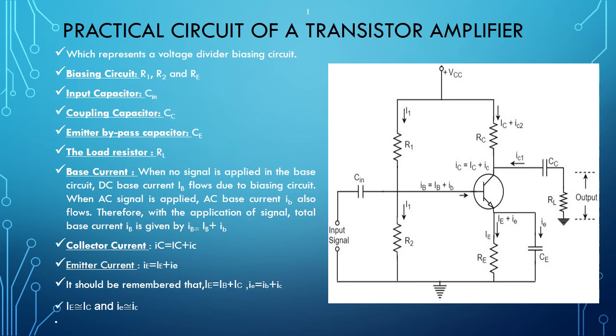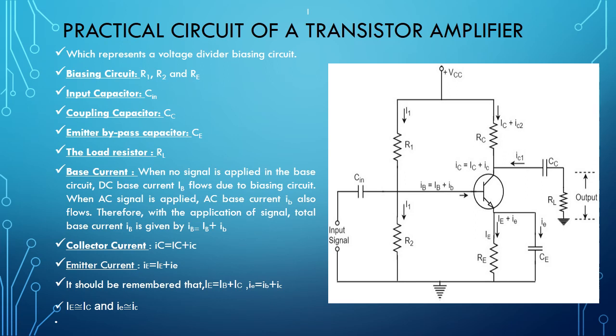Now see, the collector current is IC. When no signal is applied, a DC collector current IC flows due to the biasing circuit. When an AC signal is applied, an AC collector current flows. Then the total current in the collector is also the sum of the DC and the AC. And this collector current, you already know, is beta into IB.